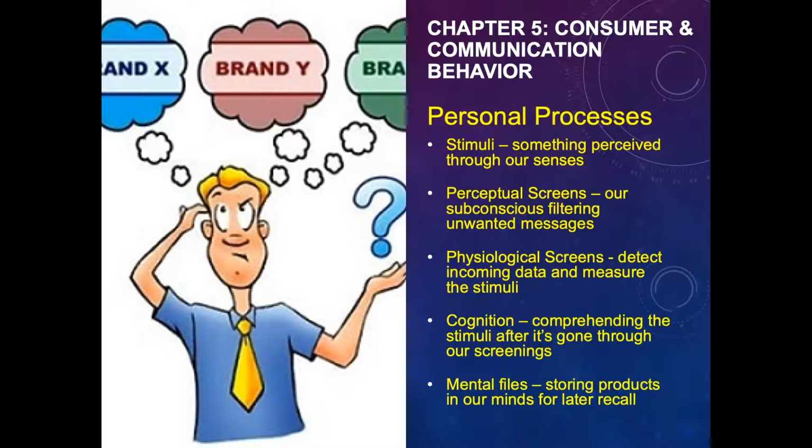That's our perceptual screens. Then it goes to our physiological screens, which measure the stimuli. If the stimuli is enough to penetrate through the perceptual screen, then you pay attention to it a little more. So all of a sudden, the advertiser has been able to capture your attention a little bit more. Then you get to the cognition. So that's where you comprehend the message. And so you're like, oh, okay, now I understand that. And then you store it for later.